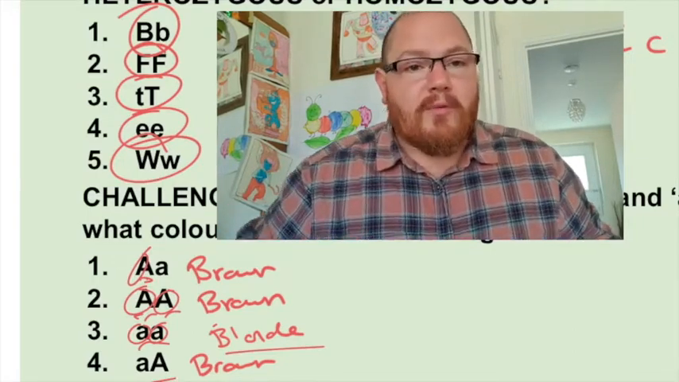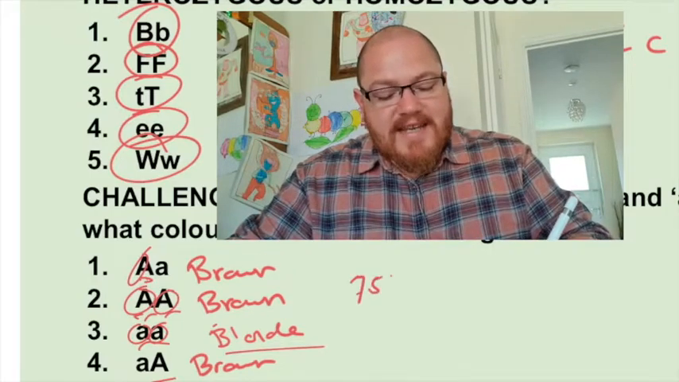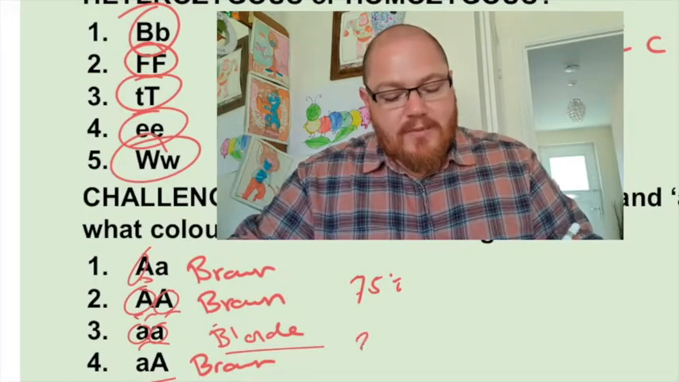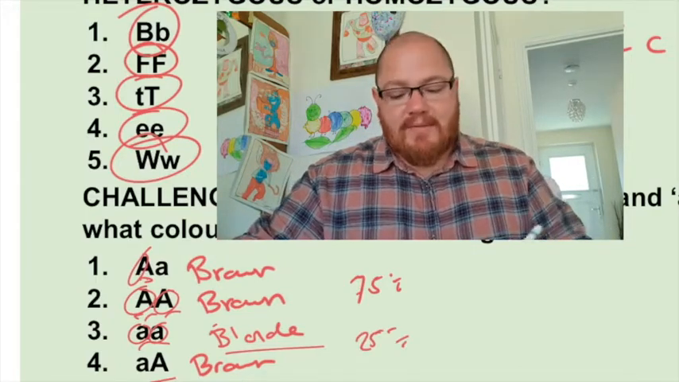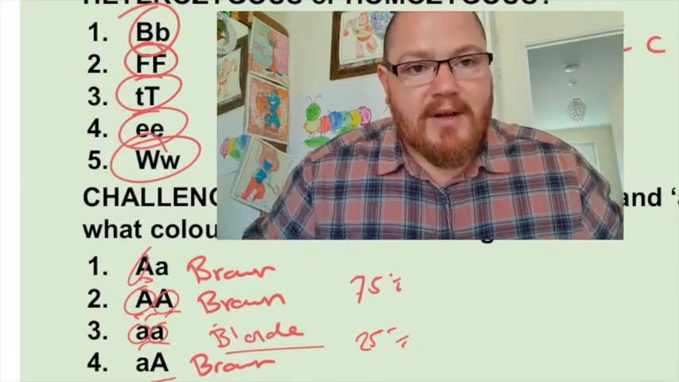We could even go into a ratio or a percentage here: a 75% chance of having brown hair and 25% chance of having blonde hair if I take these four into account. And we're going to look at that now in these Punnett squares.